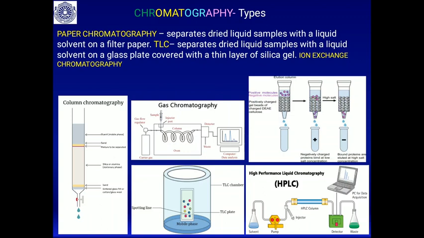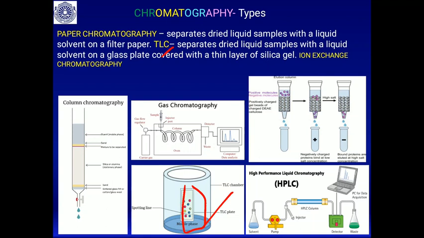So, how many types of chromatography are there? There is paper chromatography, which you are going to study in detail, where the dried liquid sample is applied on a special filter paper and kept in a liquid solvent so that the molecules get separated. Then TLC, thin layer chromatography, where you will find a slide applied with a thin layer of silica gel.